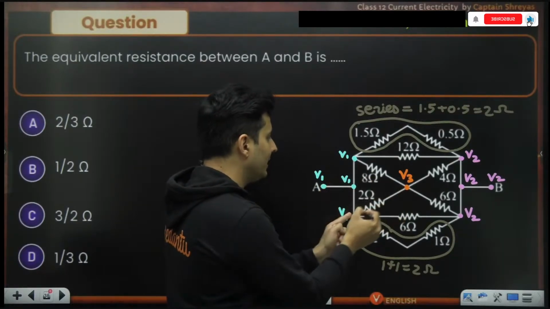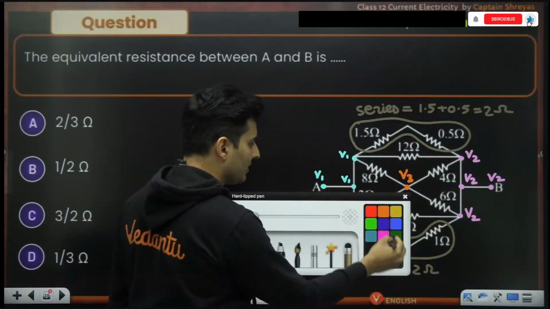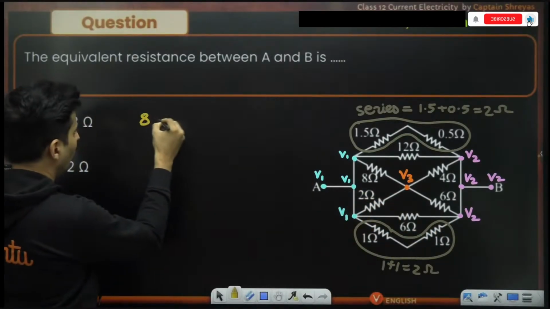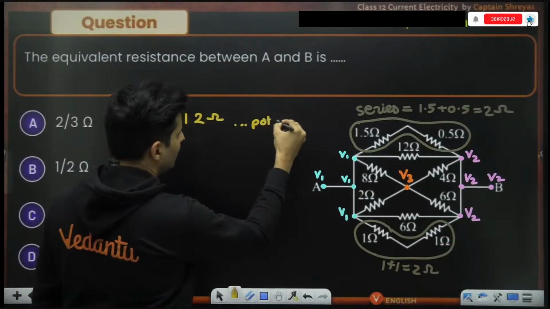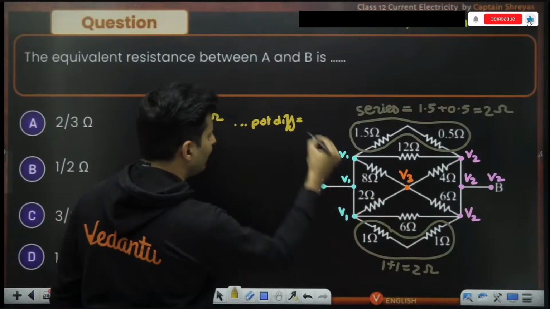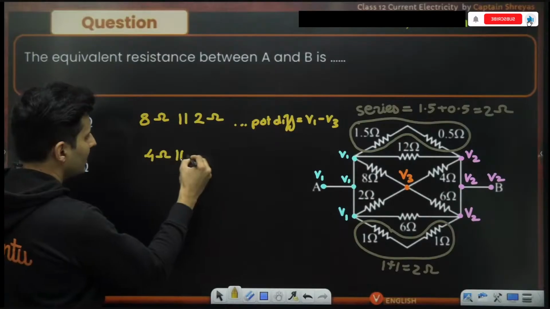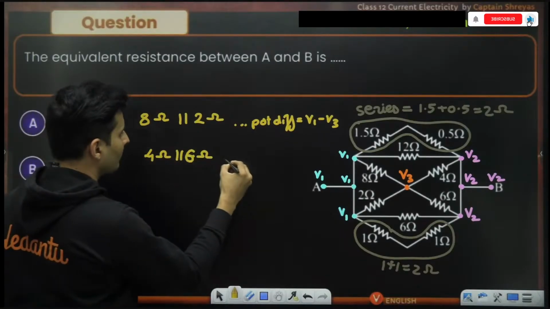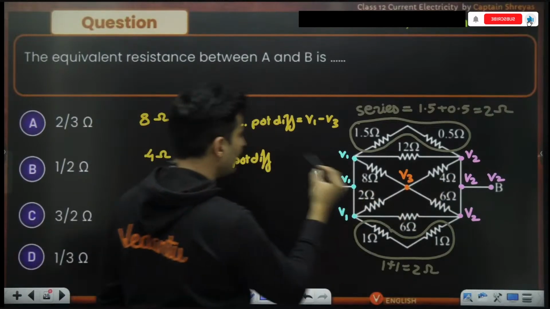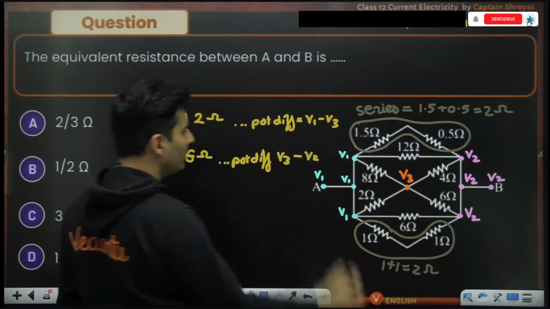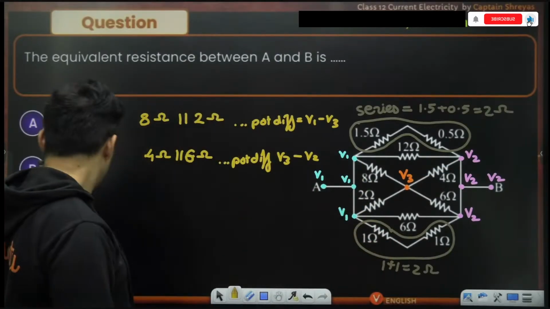V1, V3. This 4 and 6, V3, V2. So can you notice that 8 ohm is actually parallel to 2 ohm with a potential difference which is V1 minus V3? Same thing, 4 ohm is parallel to 6 ohm and the potential difference is V3 minus V2. Can you see that? So I can look at them in parallel.